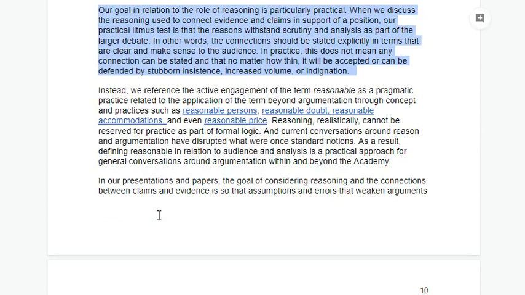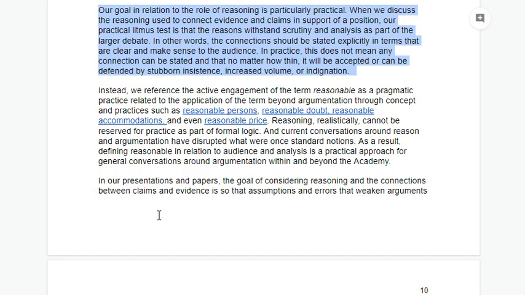Our goal in relation to the role of reasoning is particularly practical. When we discuss the reasoning used to connect evidence and claims in support of a position, our practical litmus test is that the reasons withstand scrutiny and analysis as part of the larger debate. In other words, the connection should be stated explicitly in terms that are clear and make sense to the audience.